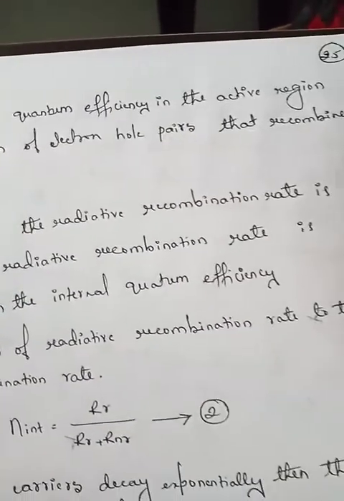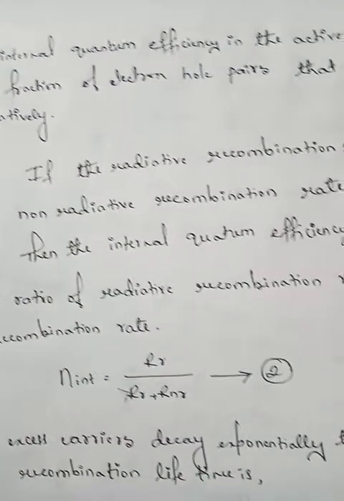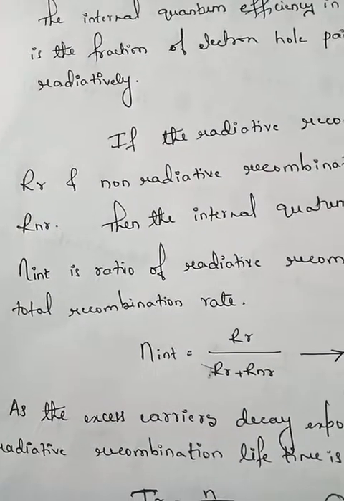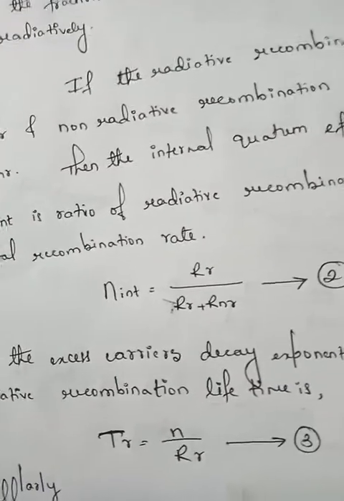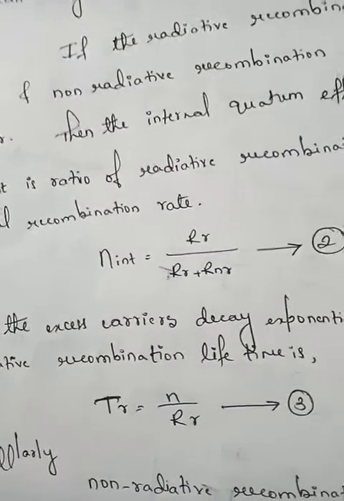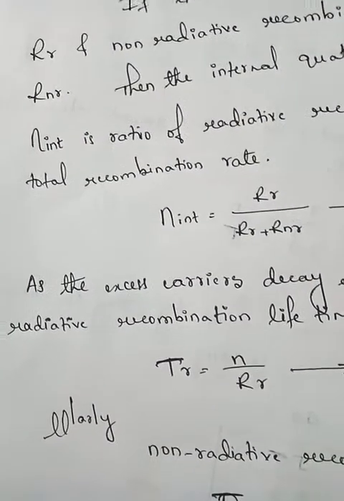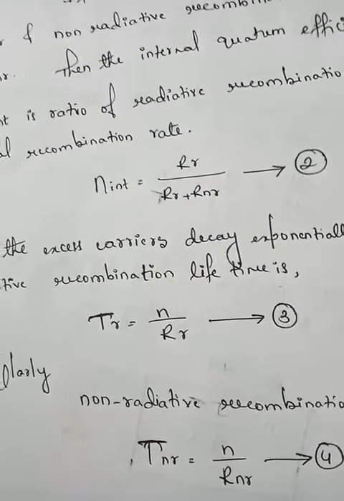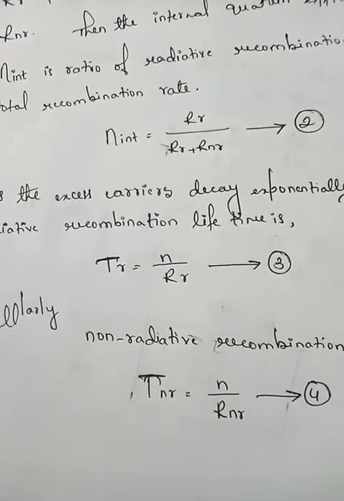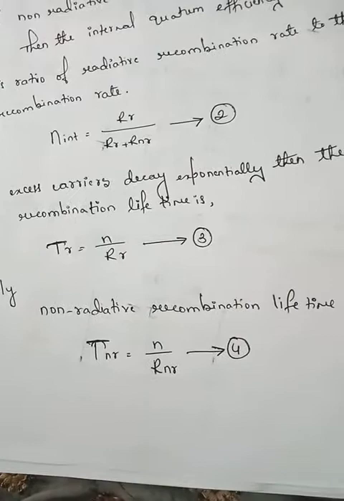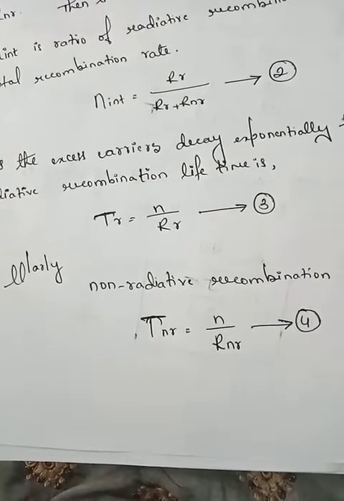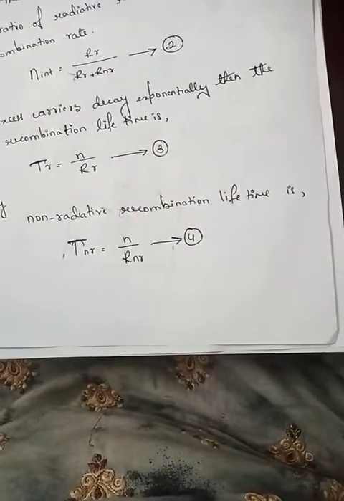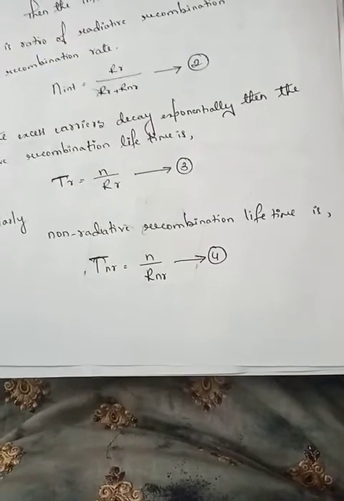The internal quantum efficiency in the active region is the fraction of electron-hole pairs that recombine radiatively, that is, generating photons. If the radiative recombination rate is RR and the non-radiative recombination rate is RNR, then the internal quantum efficiency eta int is the ratio of radiative recombination rate to the total recombination rate, given by eta int is equal to RR by RR plus RNR. As the excess carriers decay exponentially, the radiative recombination lifetime is given by TR is equal to N by RR. Similarly, the non-radiative recombination lifetime is given by TNR is equal to N by RNR.